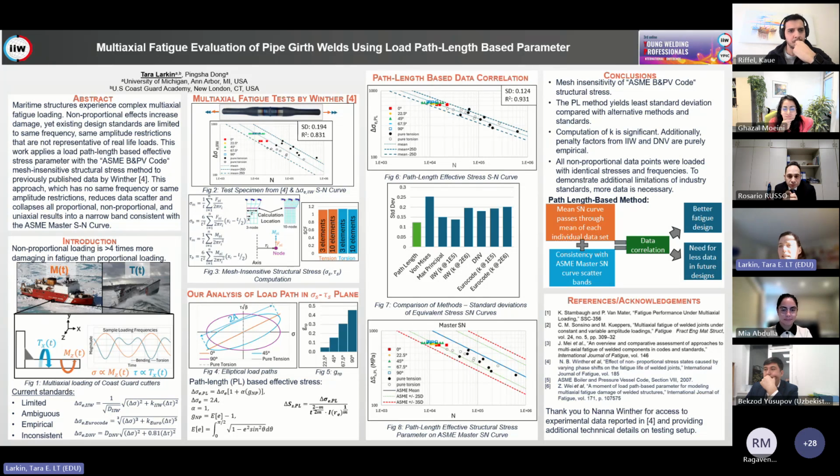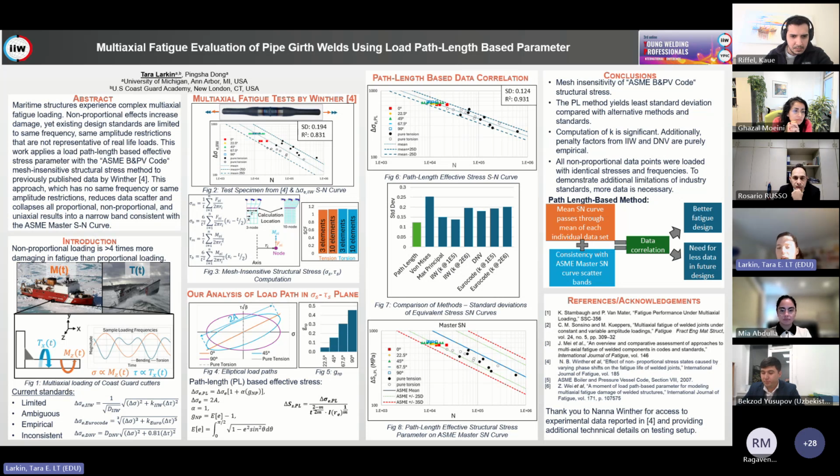Finally, the effects of thickness and loading ratio get factored out in the load path base parameter equation, which is the bolded equation at the bottom center of my poster. This allows us to plot the data on the ASME master SN curve, which is a singular SN curve that correlates thousands of data points of varying joint geometries and loadings.